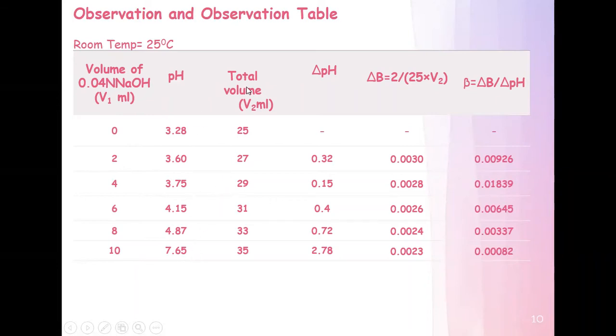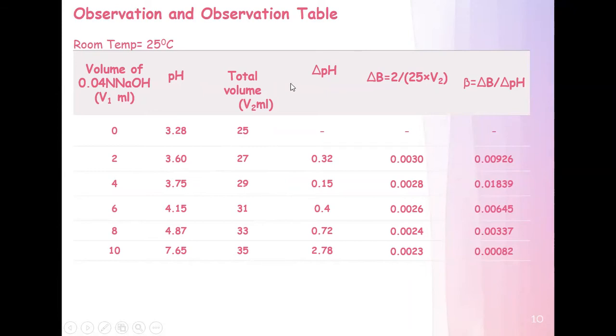Now the third column, that is total volume. Initially the volume of acetic acid was 25. After addition of 2 ml of NaOH, it will become 27. Then after another 2 ml of NaOH, it will become 29. Likewise, it increases up to 35 ml.